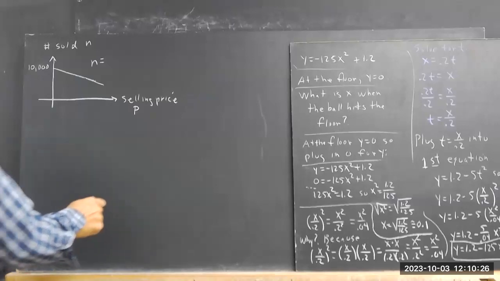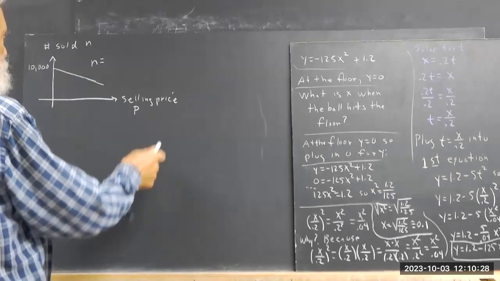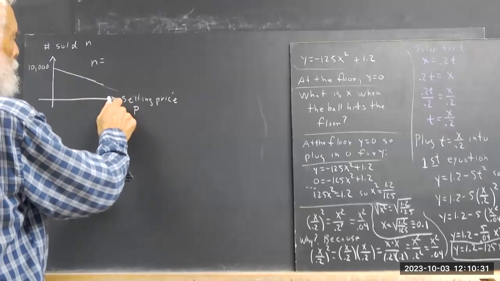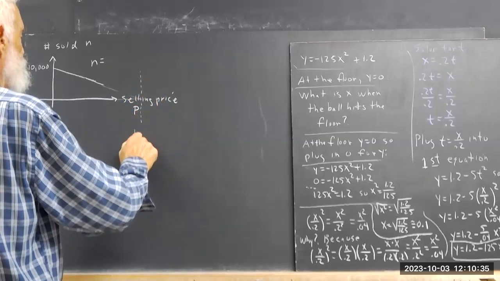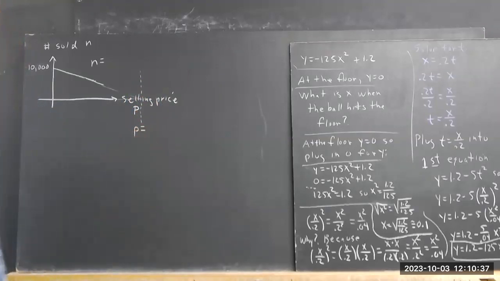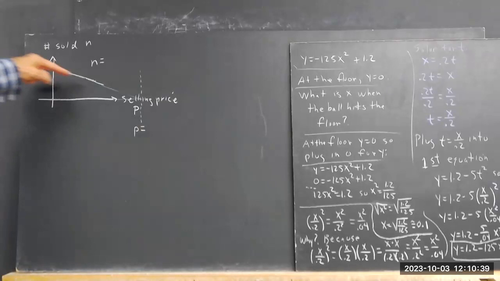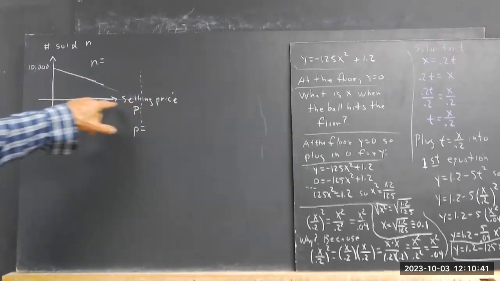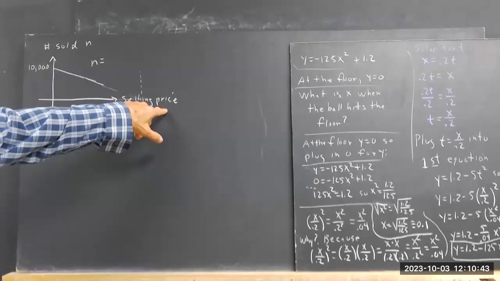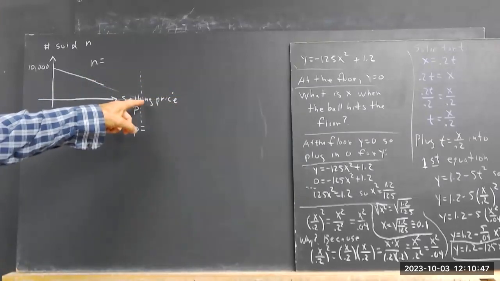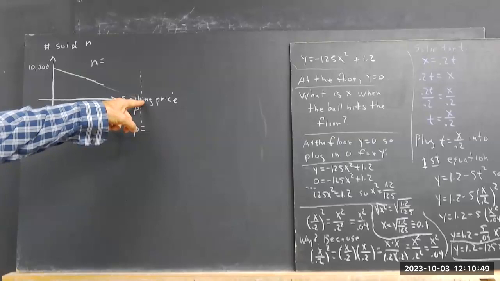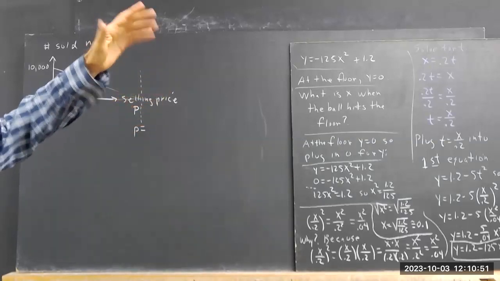Now, if you come out here, there's actually a point where this line hits the horizontal axis. And at this point, how many are you selling? Can you show me with your fingers?